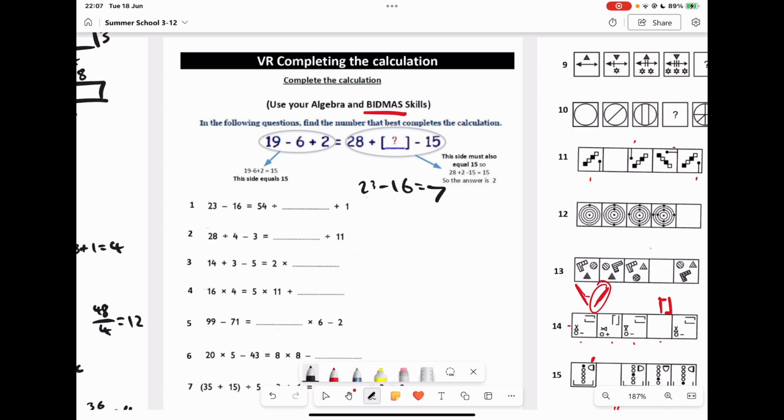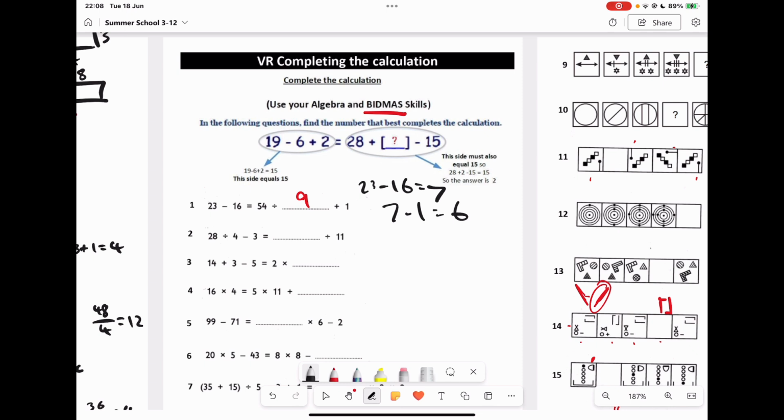So what we can do is write 9 here, and then our answer is 54 divided by 9 plus 1, because 54 divided by 9 is 6, and then plus 1 will be equal to 7. So this is just writing out our workings, and then that's our answer.